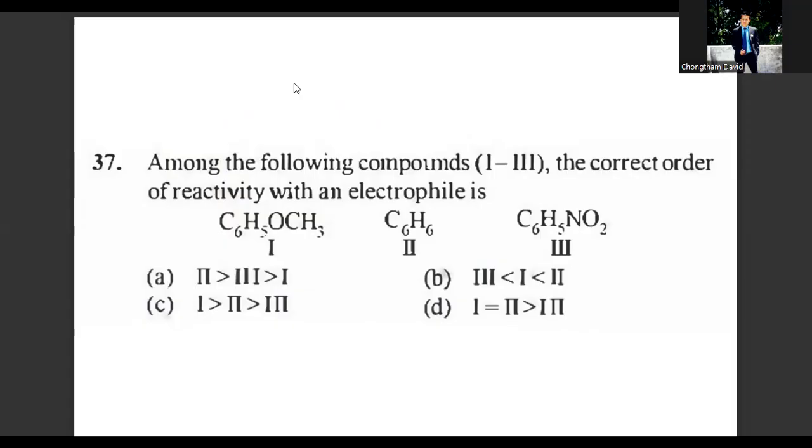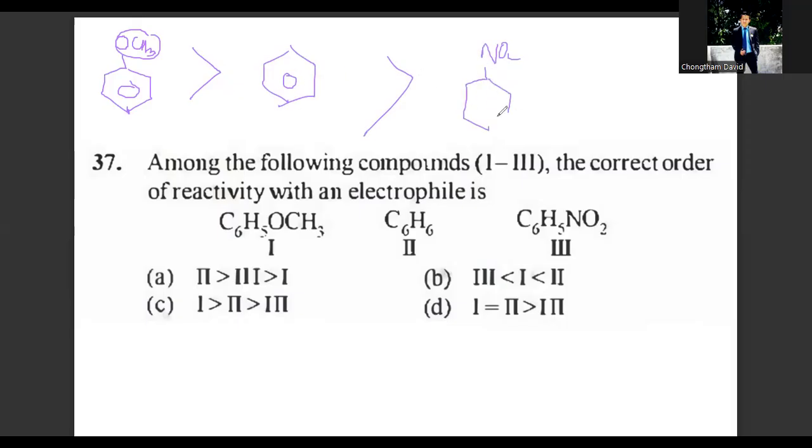Among the following compounds, 1 to 3, the correct order of reactivity with an electrophile is... So it is decided based on the presence or absence of electron releasing group. In the case of CH3, you have methoxy group. It is more electron releasing than that of benzene. Now you have electron withdrawing group in nitrobenzene. So combination of this, option C, that is 1, 2, 3 will be the answer.